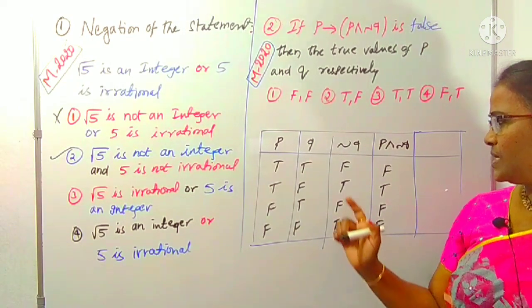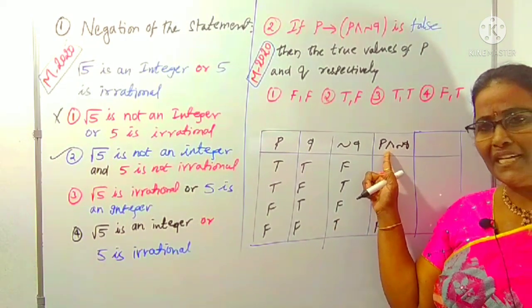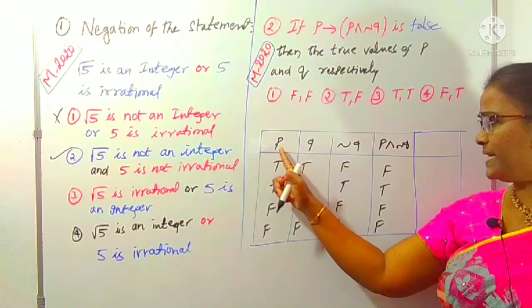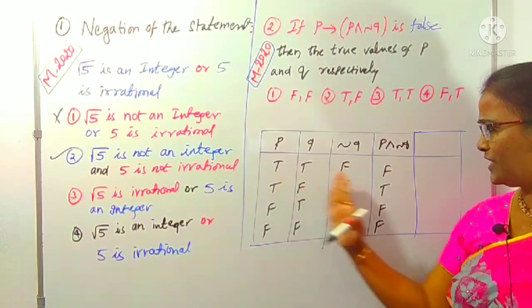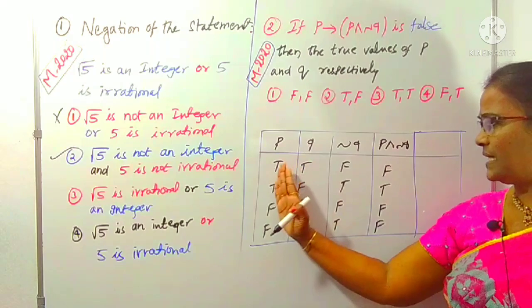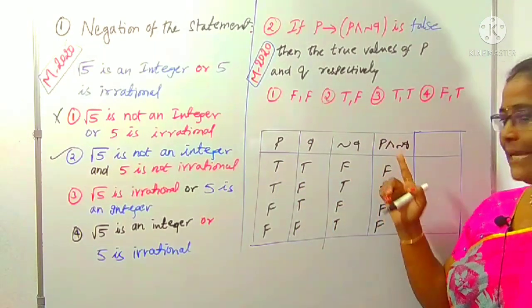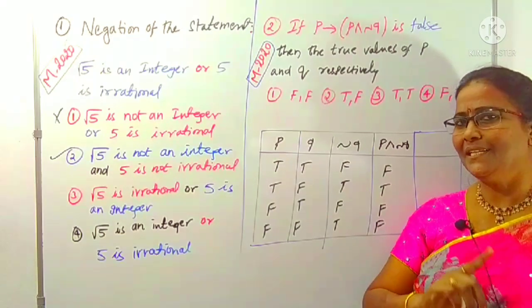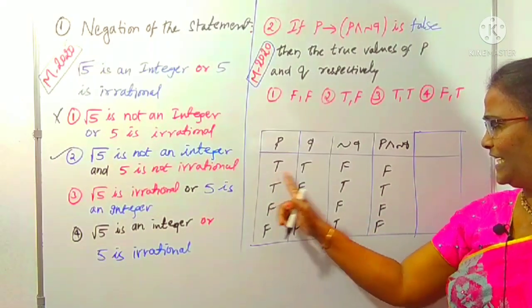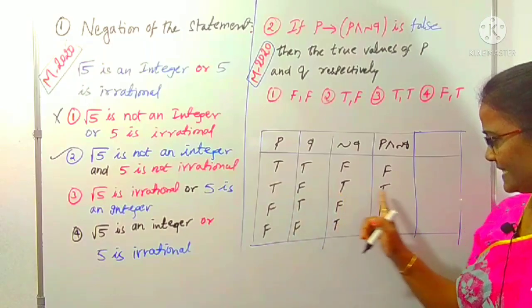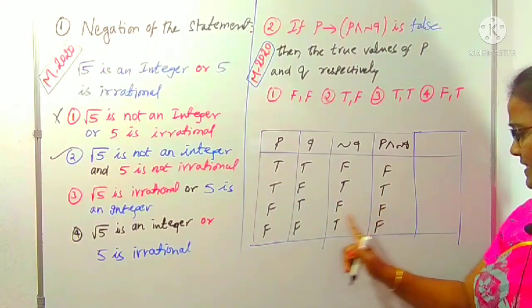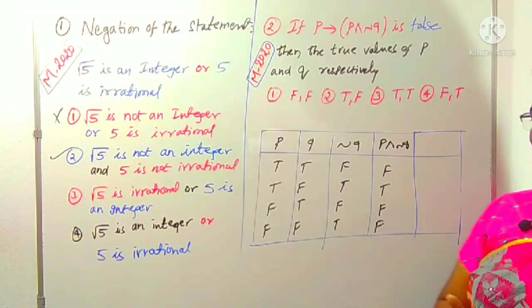Is it clear? So in 'and', here two statements are there: P and negation Q. We have to think about these two columns only. In case of 'and', the statements may or may not be negations. If both are T, only then T; the rest are false. TF is false, TT is T, FF is false, FT is also F. Okay, right.